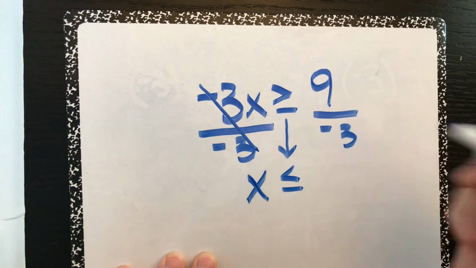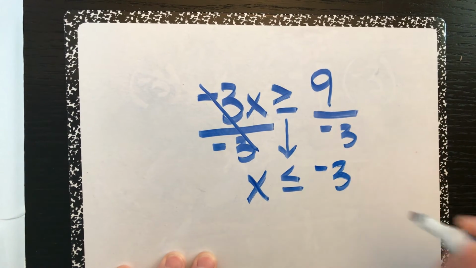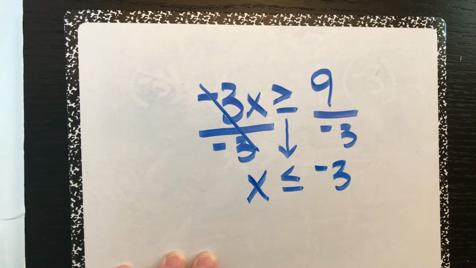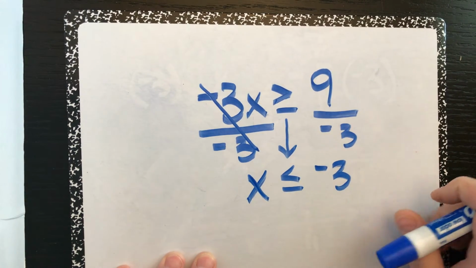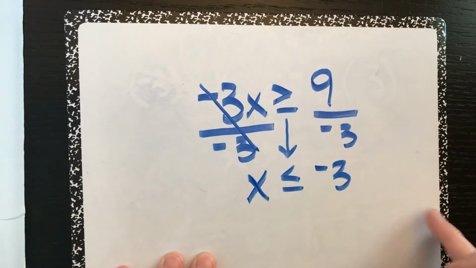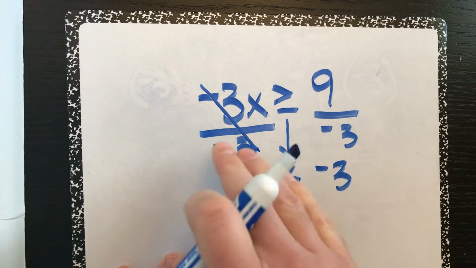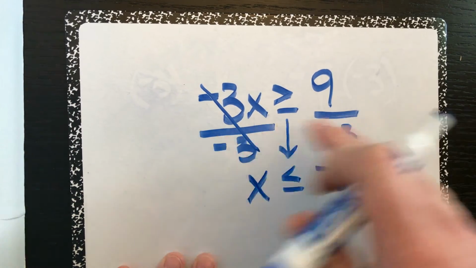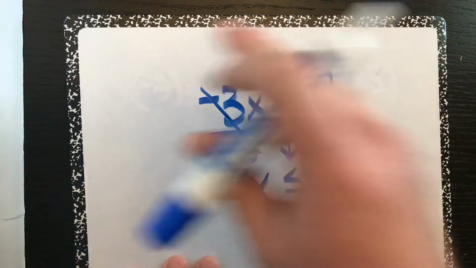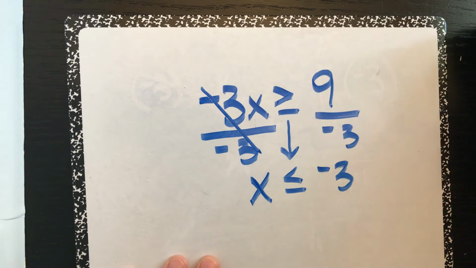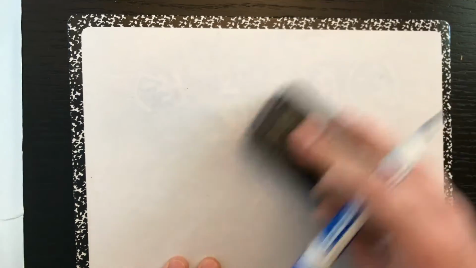So 9 divided by a negative 3 is negative 3. Okay, so x is less than or equal to negative 3. Once again, we had to flip the inequality because the number that we were dividing by on both sides is a negative number. Same thing with multiplication when we multiplied both sides by a negative number.